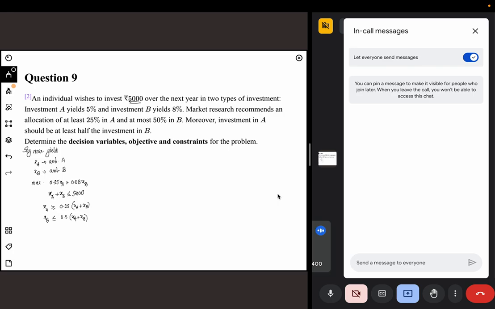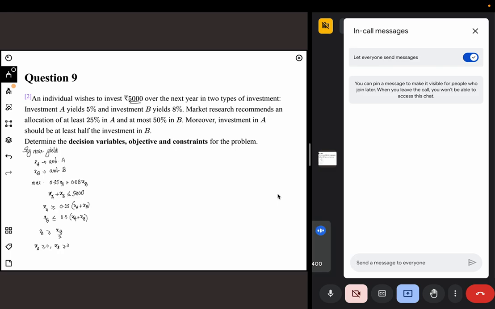Moreover, investment A should be at least half the investment in B. So these are the set of constraints I have, and I definitely want to invest something. So it's not like I won't invest anything. So this is the third last constraint that I have.